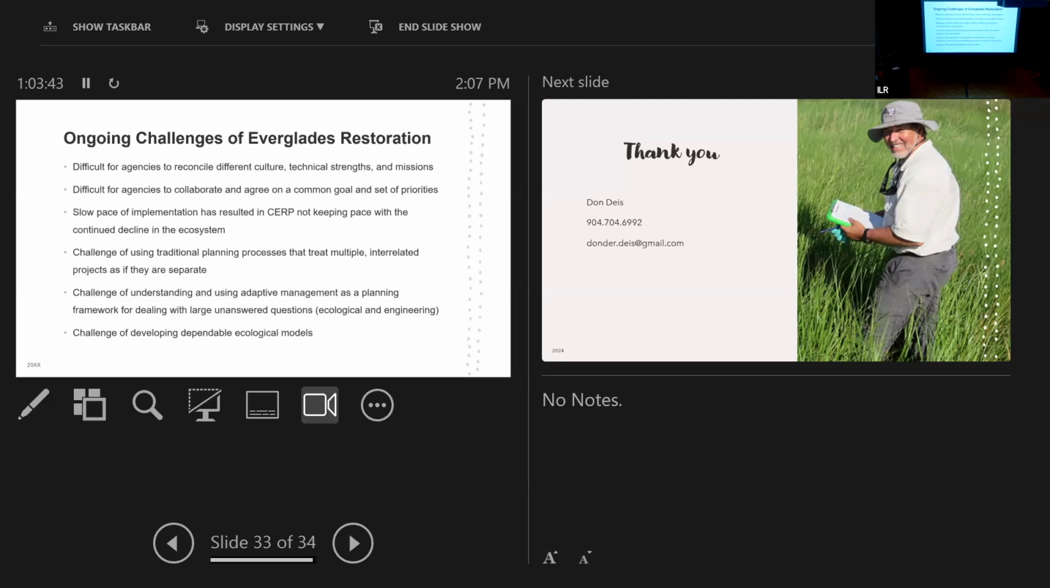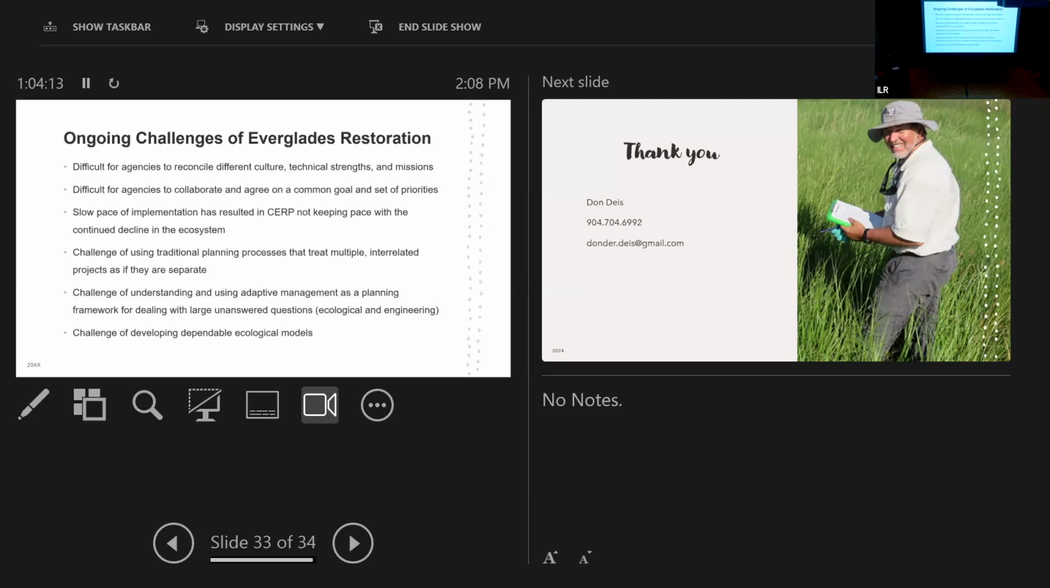The slow pace of implementation has resulted in CERP not keeping pace with the continued decline of the ecosystem. This reminds me of a book I just finished, where the victim was put into a coffin, and they had to save her before she ran out of air. And this is what it reminds me of. We're not going to save this system. It's going to run out of air if we don't keep it moving along.